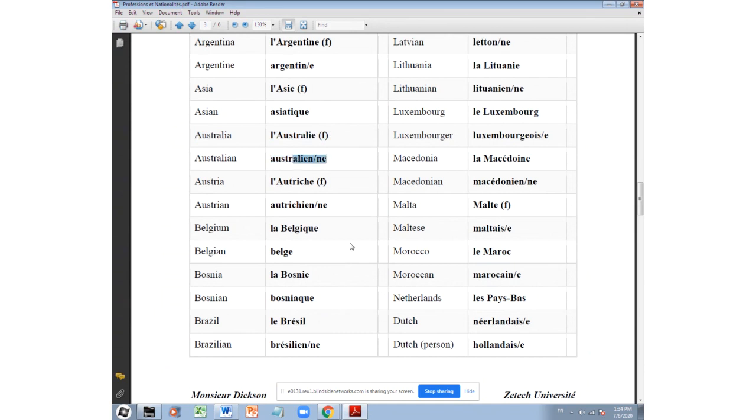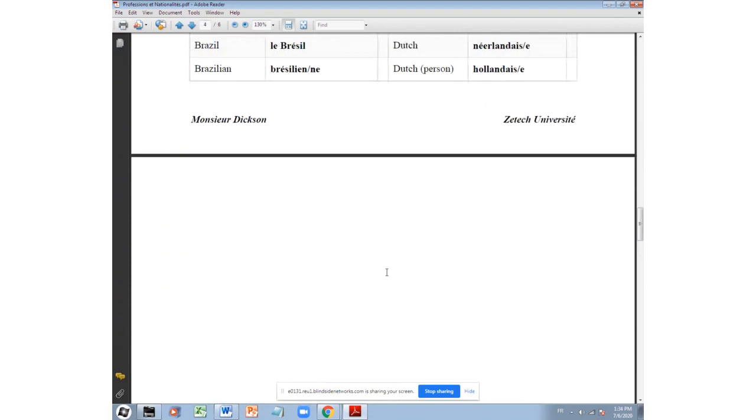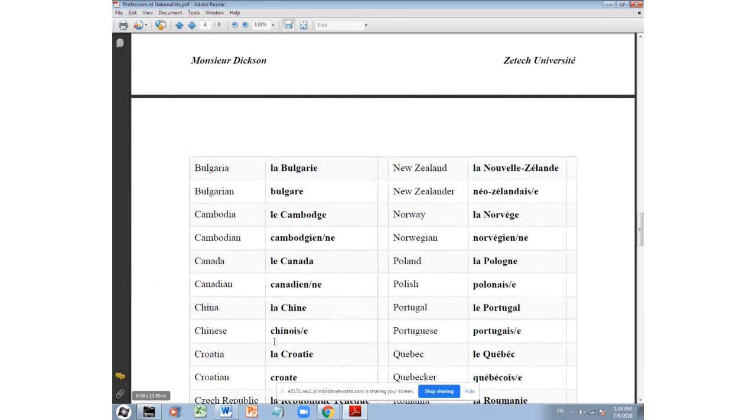And just to wind up, when it comes to nationalities, remember I've said they are accompanied by what? By the adjective. So we have so many nationalities here in this document I've shared with you. Please take your time, go through it. Know the different countries in French, know their meaning, know the different countries in English. And of course, the most important thing, how do you call them in French? And please know how to form the nationality, how do you derive the nationality from the country itself, okay?